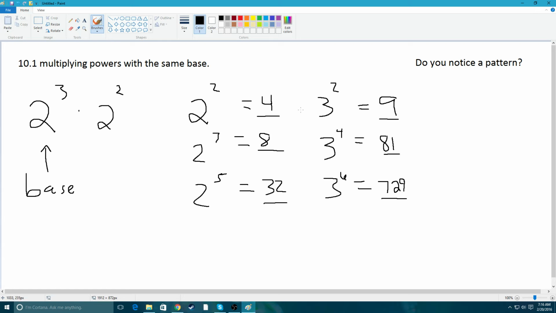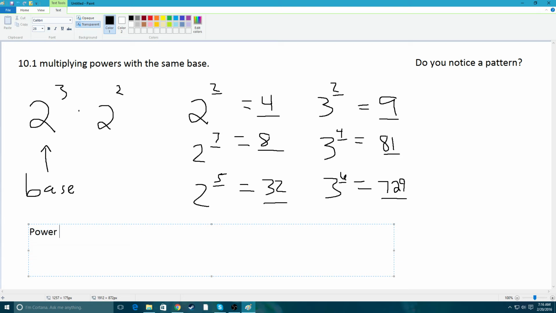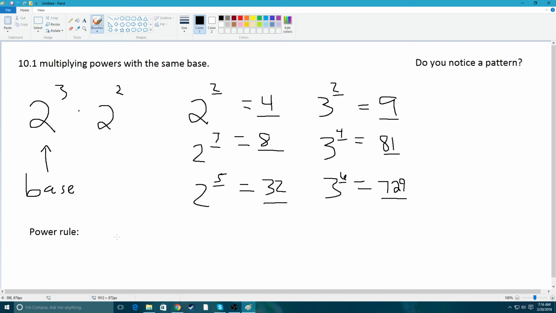What you also should have seen, though, is the exponents. You have 2 to the second, 2 to the third, 2 to the fifth. 2 plus 3 is 5. 2 plus 4 is equal to 6. So this is what we call the power rule. Okay, this is called the power rule. The power rule says a to the m power, any number, any base, times a to the n power is equal to a to the m plus n power.